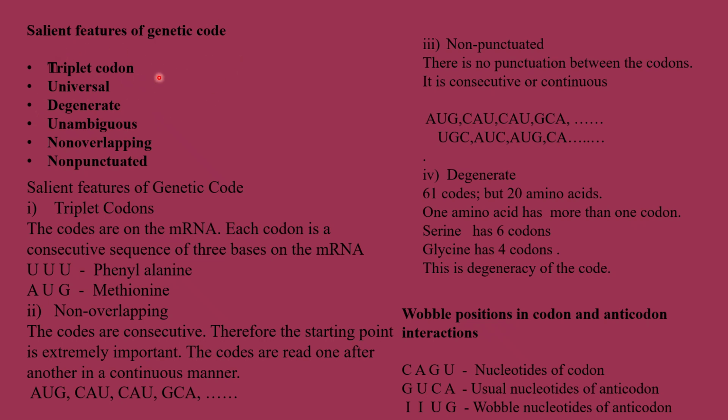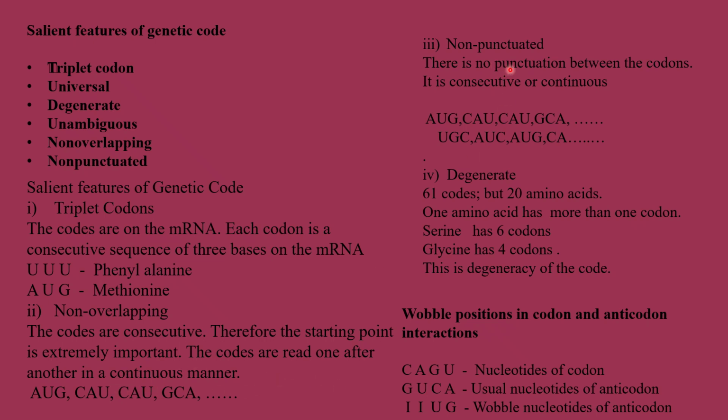It is a triplet codon. It is universal, degenerate, unambiguous, non-overlapping, and non-punctuated. It is triplet because codes are on the messenger RNA, and each codon is a consecutive sequence of 3 bases on messenger RNA, like UUU, and it codes for a specific amino acid. Similarly, AUG for methionine. And the second important feature is non-overlapping. The codes are consecutive, and therefore the starting point is extremely important. The codes are read one after another in a continuous manner.